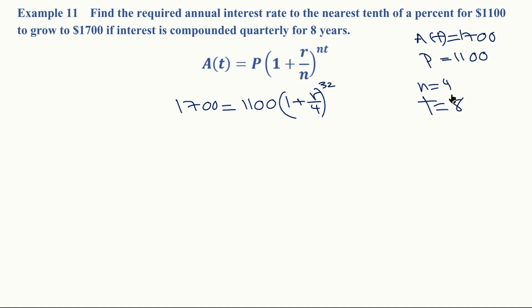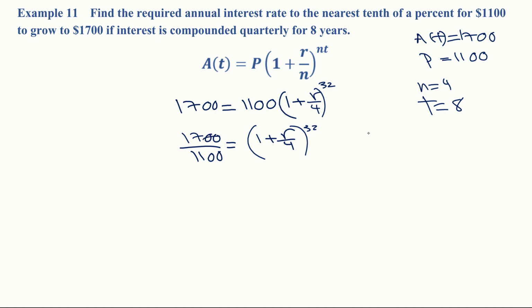All right, so basically the r that we're looking for is kind of trapped inside this group here. So what we need to do is isolate this power first, the whole power. So we'll go ahead and divide both sides by 1100. So we get 1700 over 1100 is equal to (1 plus r over 4) to the power of 32.